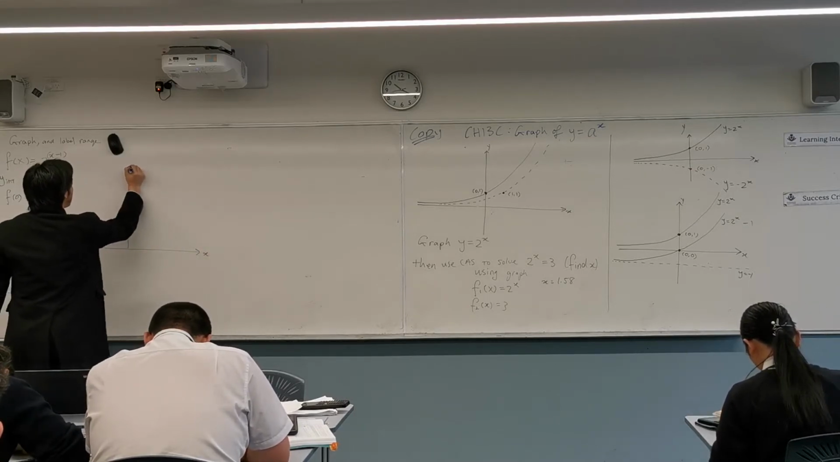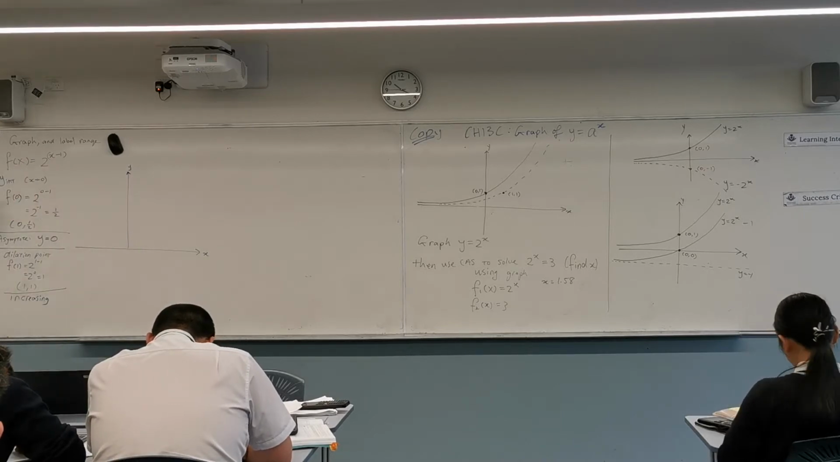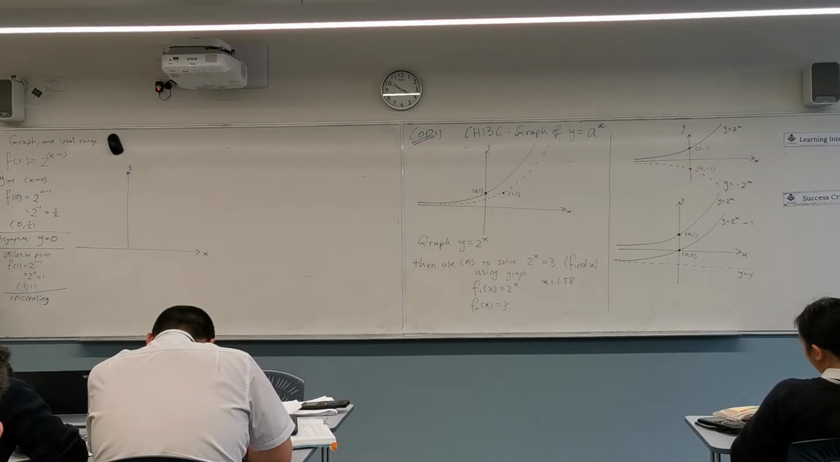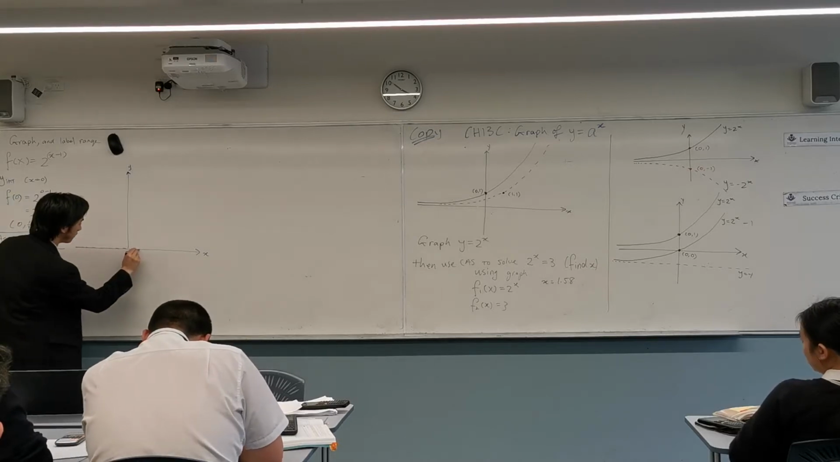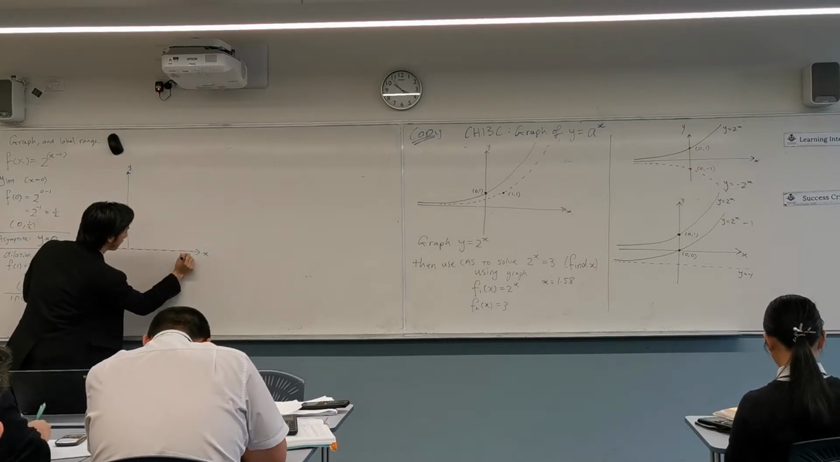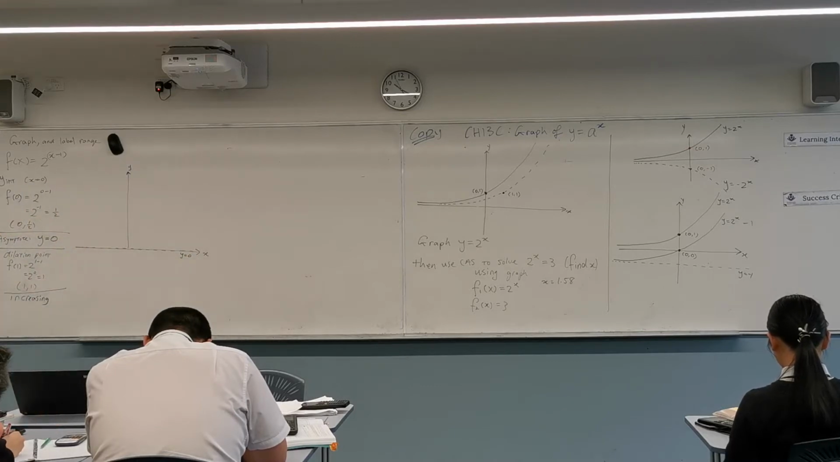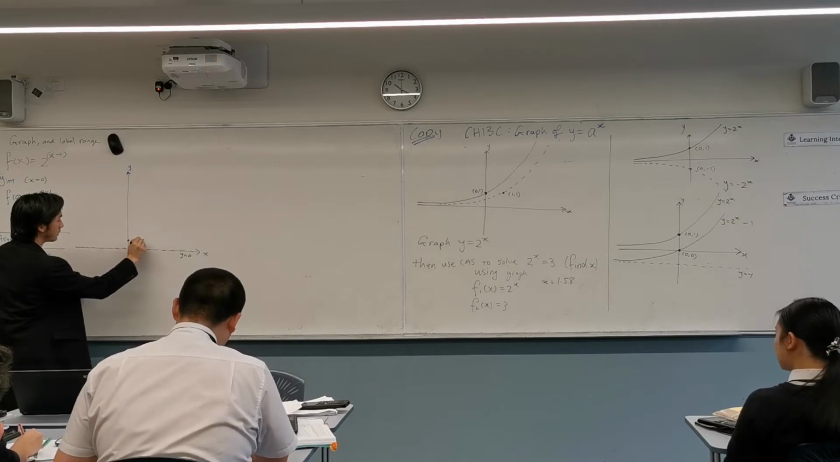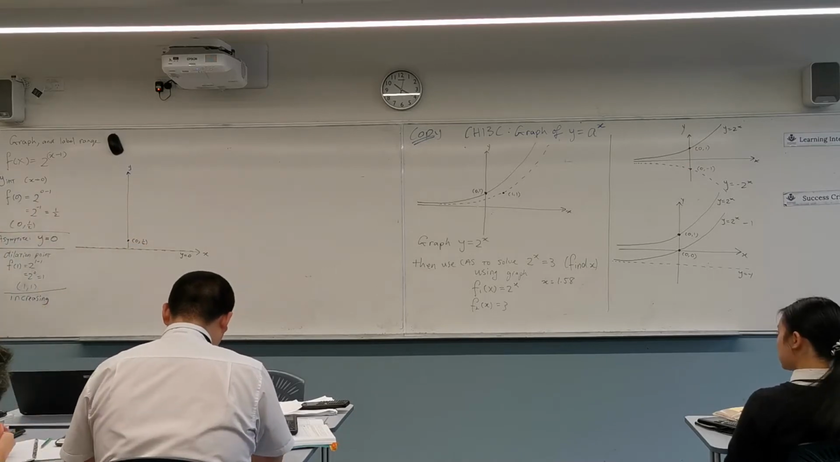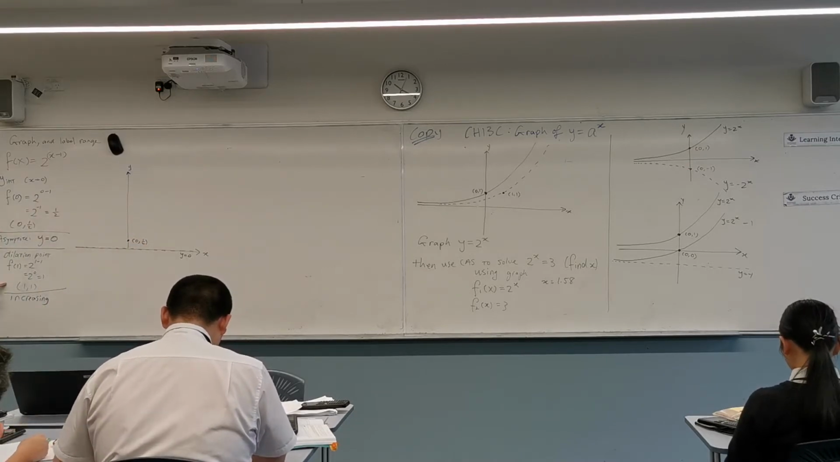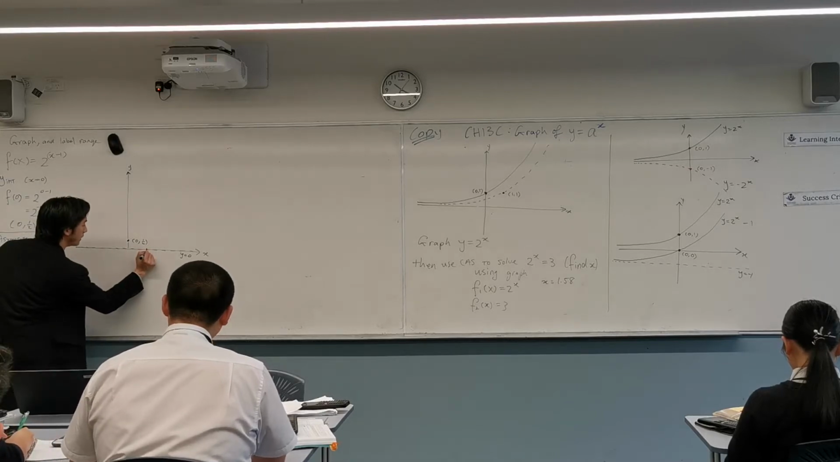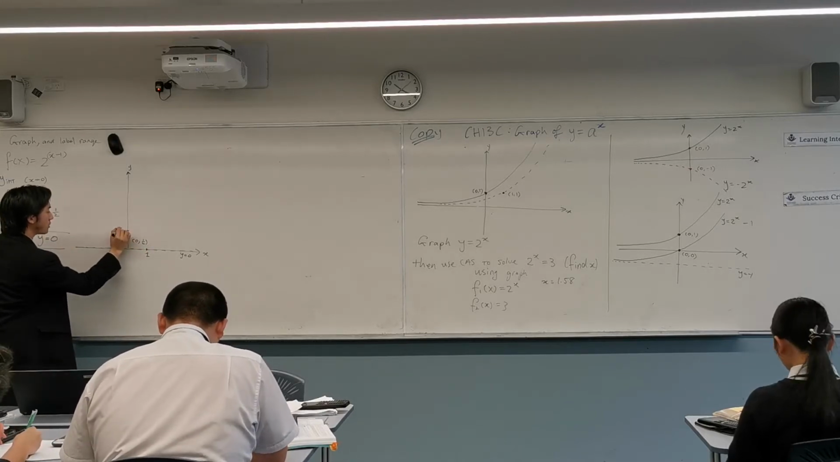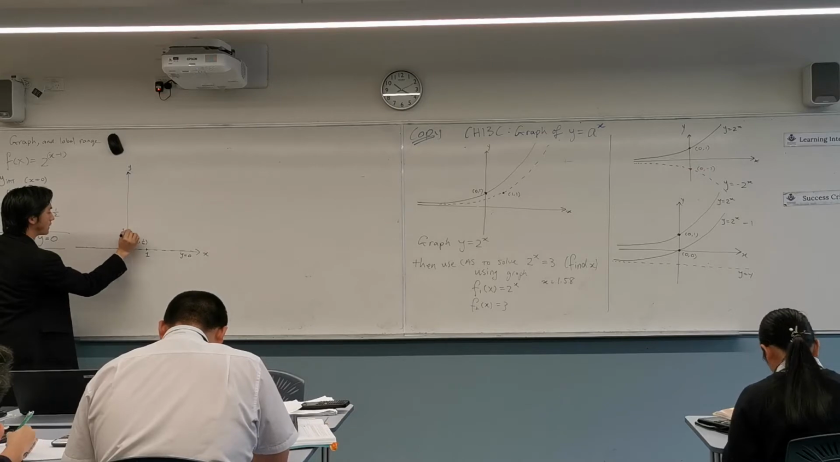We're not going to need a table of values like before, we're just going to use our points that we've chosen. Firstly, we've got our asymptote, which is y equals 0. We've also got the y-intercept, (0, 1/2). And then we've also got our dilation point. So when x is 1, y is also 1.